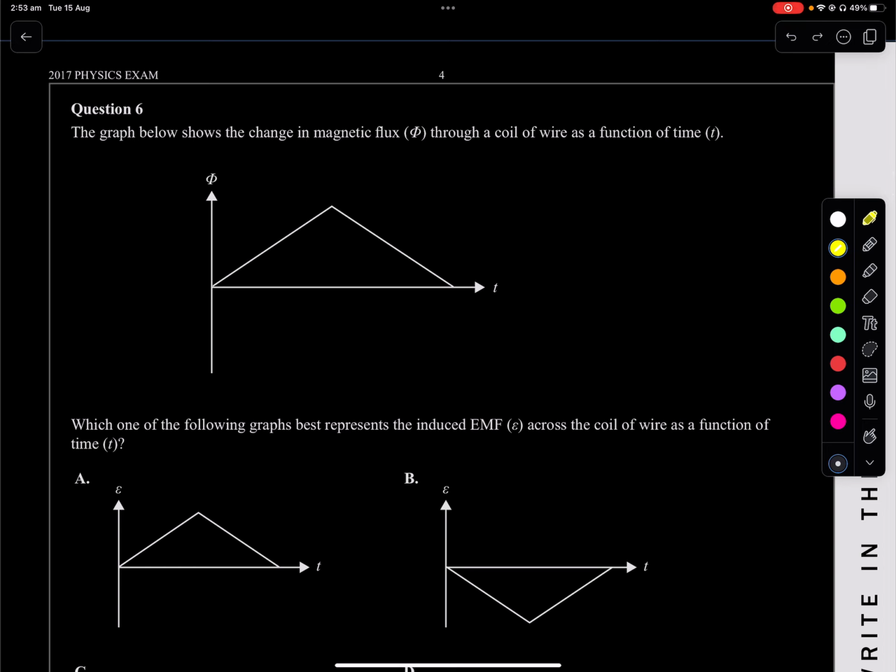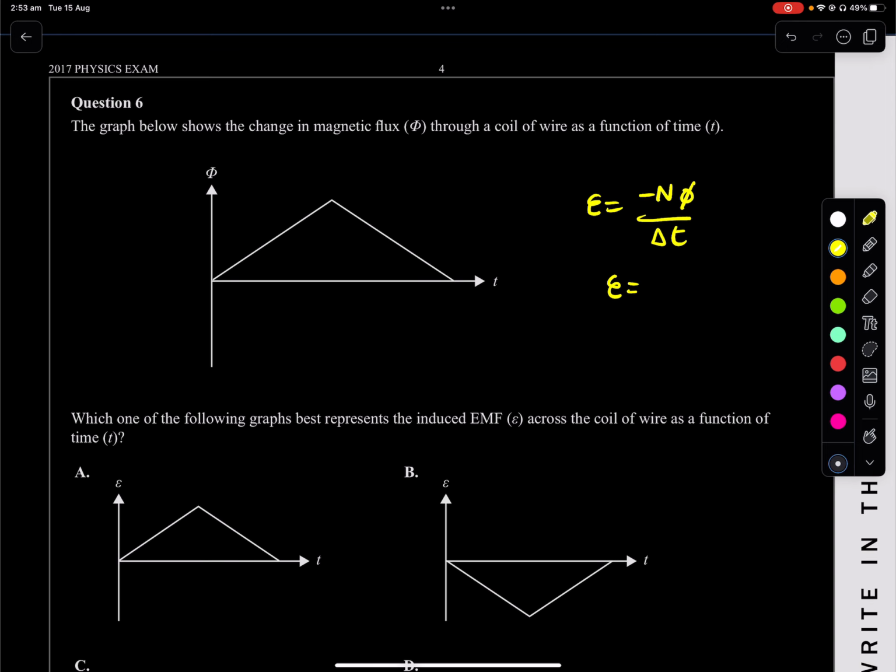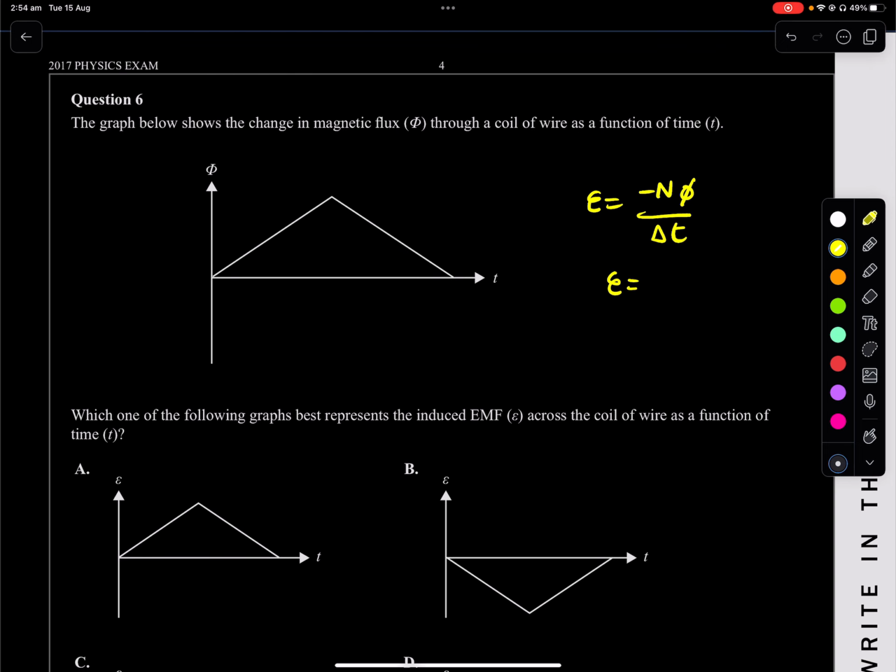So, how do you do this? Remember that EMF is equal to negative N change in flux over change in time. Think of this as a gradient, like a gradient formula. E is our function, N is just a constant, so just forget about N. Remember that the negative is an important thing, so let's keep that negative in there, and your flux over change in time. Now we have this nice equation. Pretty much, it's trying to find the gradient.